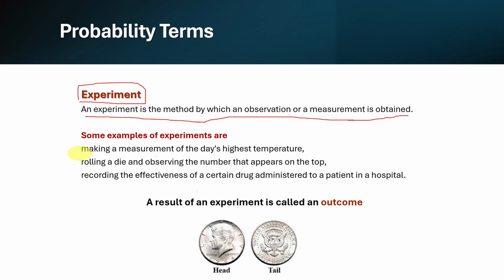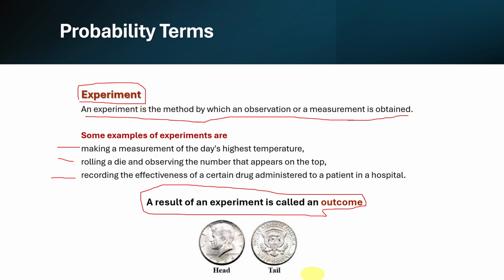Examples of experiments are making a measurement of the day's highest temperature, rolling a die and observing the number that appears on top, and recording the effectiveness of a certain drug administered to a patient in a hospital. So what's happening in all these three? It's all an experiment. When you flip a coin, that's an experiment. A result of an experiment is an outcome. When you get the result, that's an outcome.